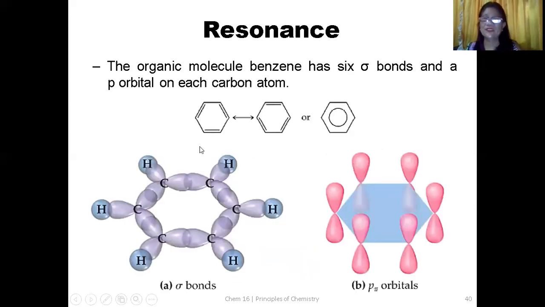Let us look into resonance. What do you mean by resonance? It has something to do with the structure of a molecule that you can write into different forms. The best example of this structure is known as benzene. Now, benzene ring. Benzene has a formula of C6H6. C6H6, six carbons: 1, 2, 3, 4, 5, 6.